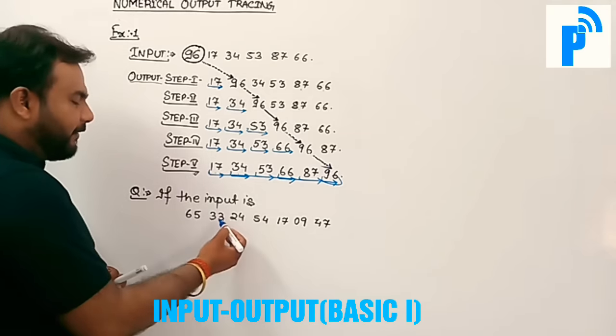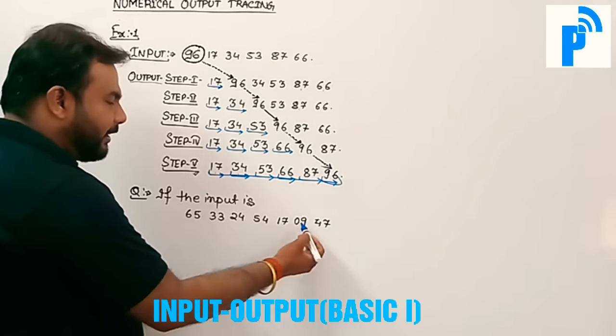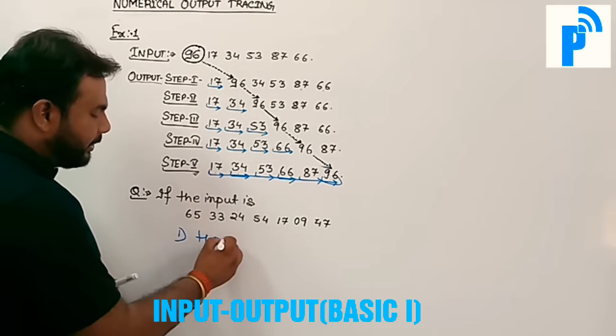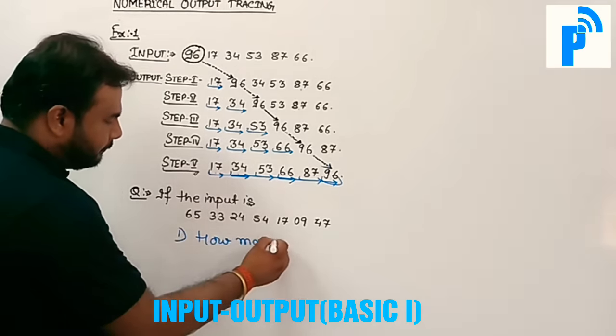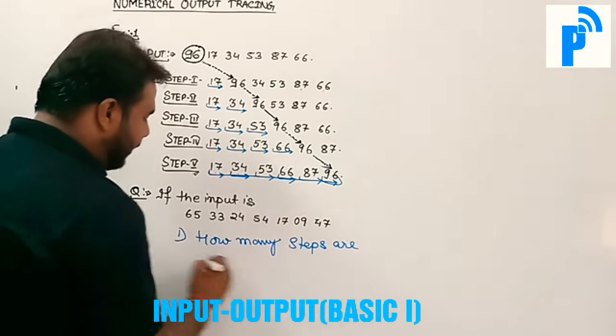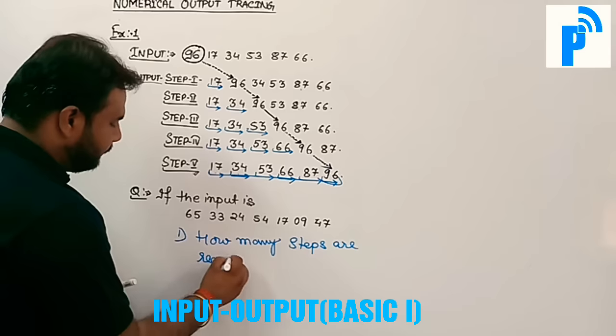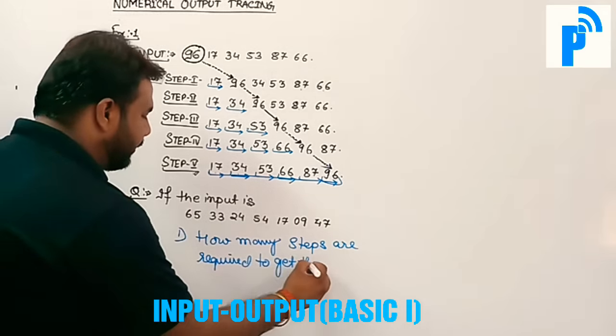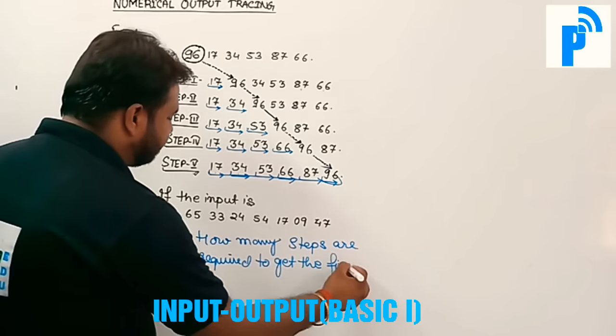that if the input is this, that is 65, 33, 24, 54, 17, 9 and 47, then the first question: how many steps are required to get the final output?